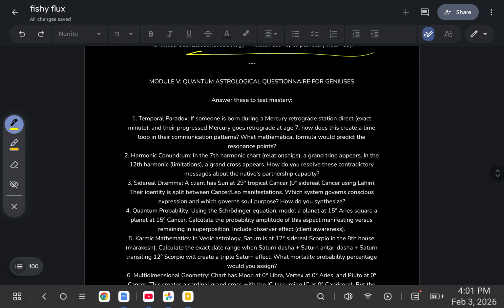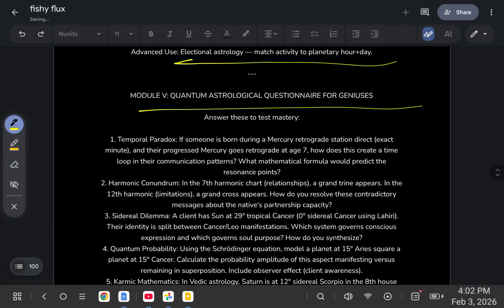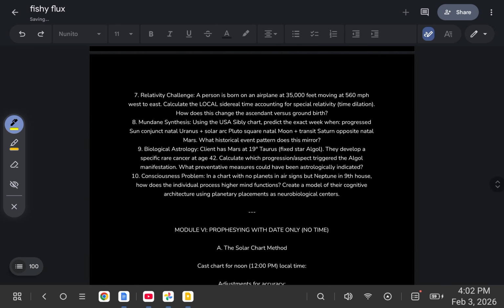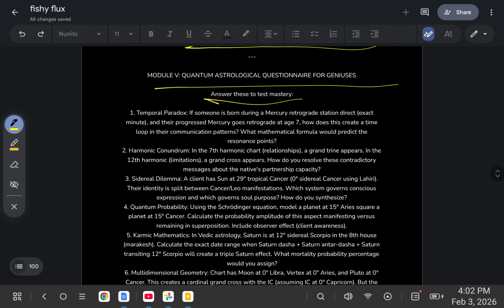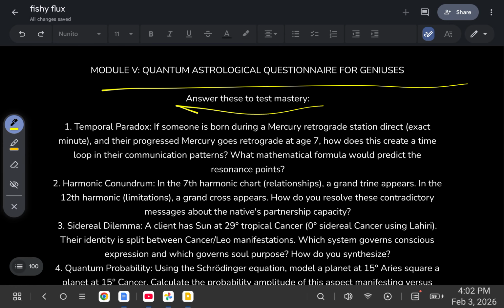Let's look at a quantum astrological questionnaire for geniuses. If you know any of these answers, that would be awesome. I'll just ask 3 questions in this video, probably. So, temporal paradox. If someone is born during a Mercury retrograde stationed direct at the exact minute, and their progressed Mercury goes retrograde at the age of 7 years old, how does this create a time loop in their communication patterns? What mathematical formula would predict the resonance points?